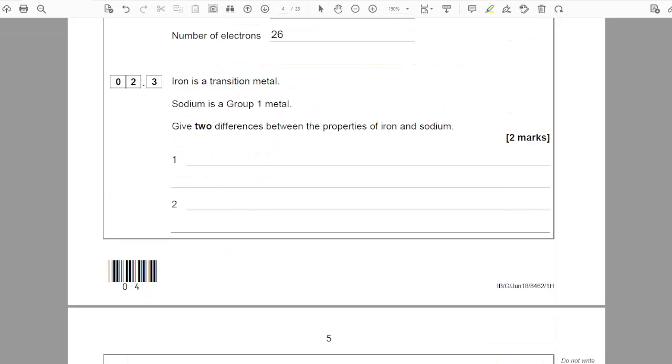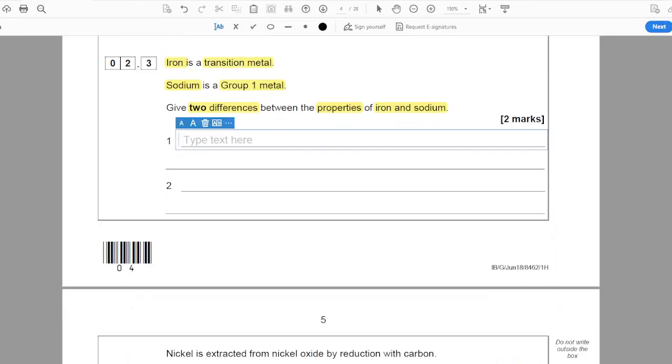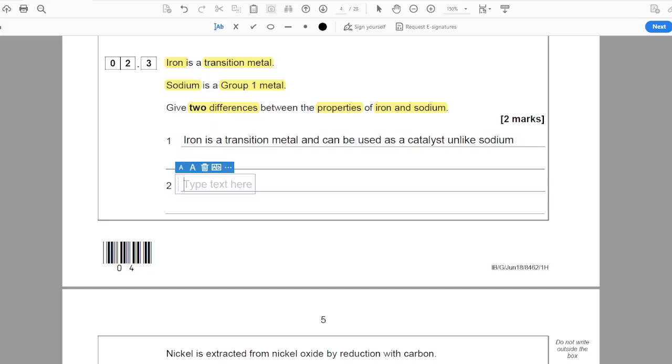Next, 2.3. Iron is a transition metal. Sodium is a group 1 metal. Give 2 differences between the properties of iron and sodium. It's asking for properties here, which are just the physical values of the object. It's not talking about the structure. You can say that iron is a transition metal and it can be used as a catalyst, which sodium can't. And another point you can say is that iron forms a colored compound where sodium doesn't.